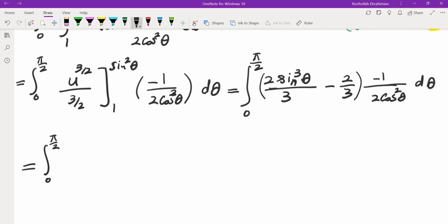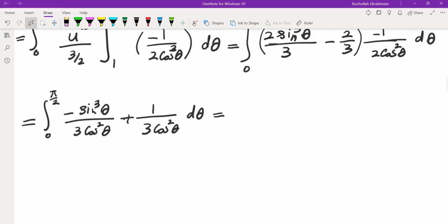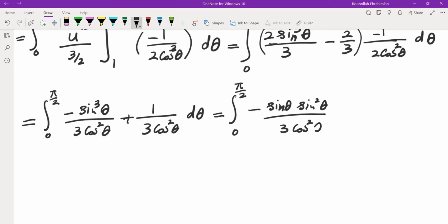So this is integral from 0 to pi over 2. Let's multiply this out. We get negative sine cubed of theta divided by 3 cosine squared of theta, and then plus 1 over 3 cosine squared of theta. So we'll have to break this up into two different integrals. So this is integral from 0 to pi over 2 of minus sine of theta times sine squared of theta over 3 cosine squared of theta. You'll notice that I can write down sine squared as 1 minus cosine squared, and then everything is in terms of cosine, and the derivative of cosine, which is negative sine, is right there.